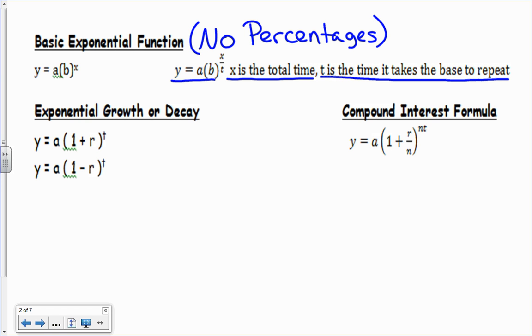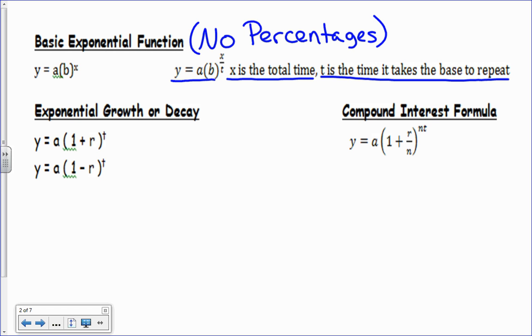So if it says something doubles every 2 hours, 2 would be your t value. Because after that, it's going to ask you how many of that item would be there after 3 days. So 3 days is your x value, and you have to convert 3 days into hours. So do 24 times 3, get 72. But the basic one is when there's no percentages. That's when it's telling you it's doubling, tripling, quadrupling, halving.